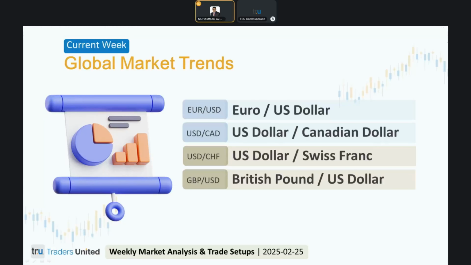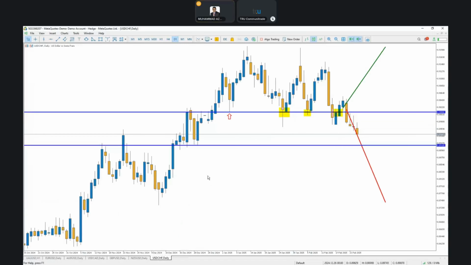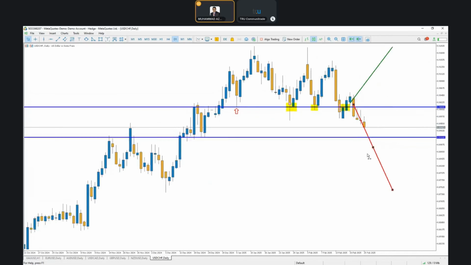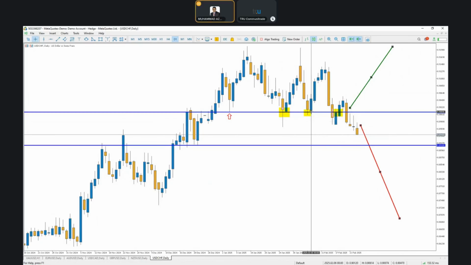Next is the US dollar Swiss franc. Last week we discussed that we could get a drop in price action, or we could get a bounce back up, but the way I see price action is rising. No, it's not rising. It's falling down. So we got the break below the support level.